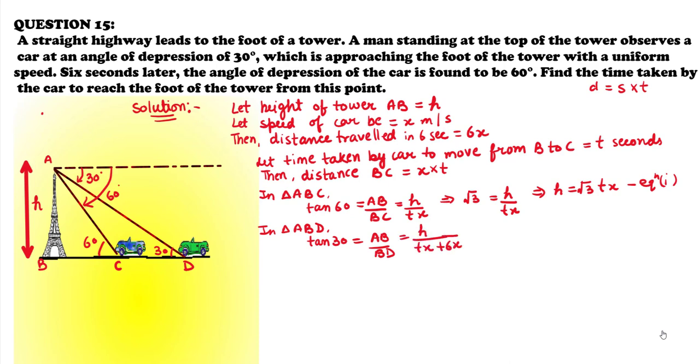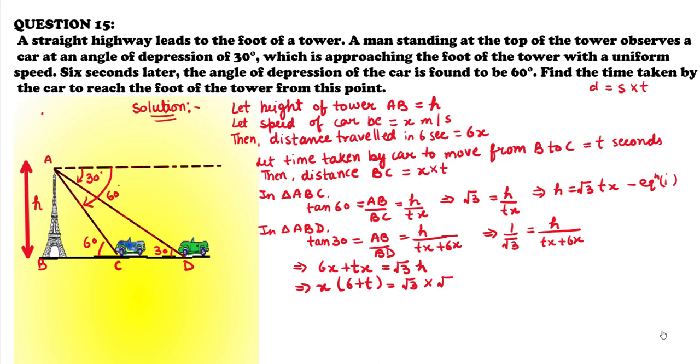Now in triangle ABD, tangent 30 is equal to AB upon BD, that is equal to H upon tx plus 6x. What is the value of tangent 30? It is 1 by root 3. So 1 by root 3 is equal to H upon tx plus 6x. That implies 6x plus tx is equal to root 3 H. That implies x into (6 plus t) is equal to root 3 multiplied by root 3 into tx.